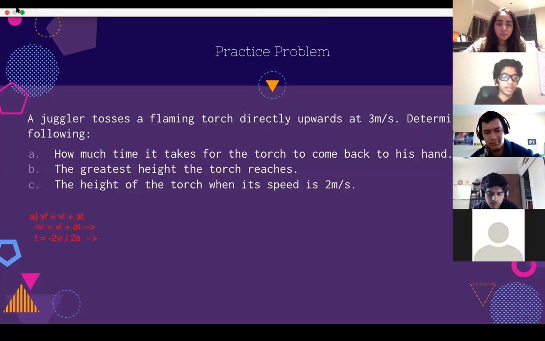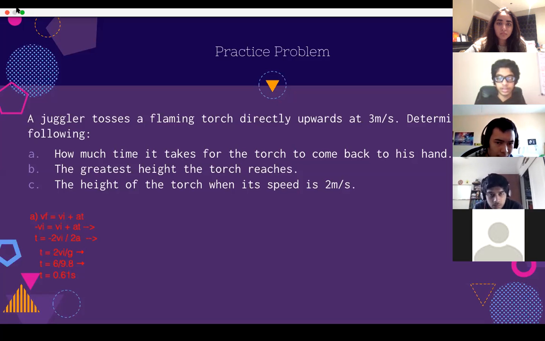And then from there, we have the equation for time is minus 2 times initial velocity over acceleration. And so plugging in and simplifying, since the acceleration is minus 9.8 meters per second squared, you can cancel the minus from both sides, and you get time is 2 initial velocity over g, which is 0.61 seconds.